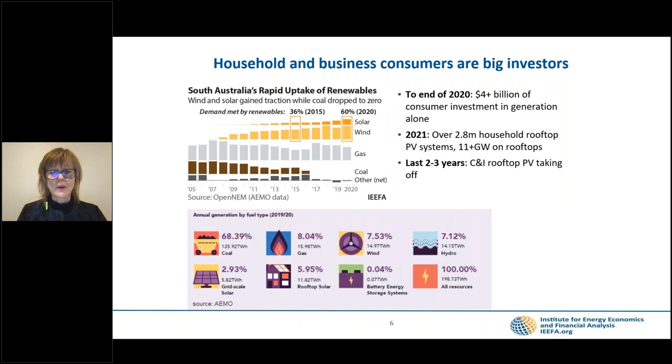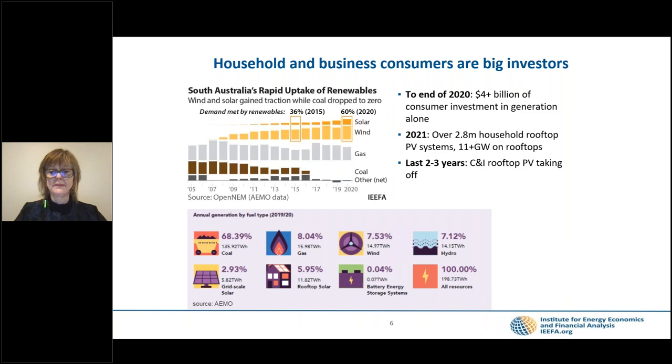In fact, by the end of 2020, we had seen over $4 billion in consumer investment in rooftop solar alone. And that's without commercial and industrial solar, which has just been taking off in the last 2 or 3 years. So the state of things is that we now have over 2.8 million households with rooftop solar. In the state of South Australia and the state of Queensland, over 40% of households have rooftop solar. If you fly into Adelaide, you see all of these glinting rooftops because so many homes have rooftop solar. And that is part of the reason why South Australia has gone from 0% renewables to 60% in a mere 14 years. With my colleague Johanna Bauer, I wrote a report that documents that transition, and that's on the IEFA website if you're interested. Next slide, please.